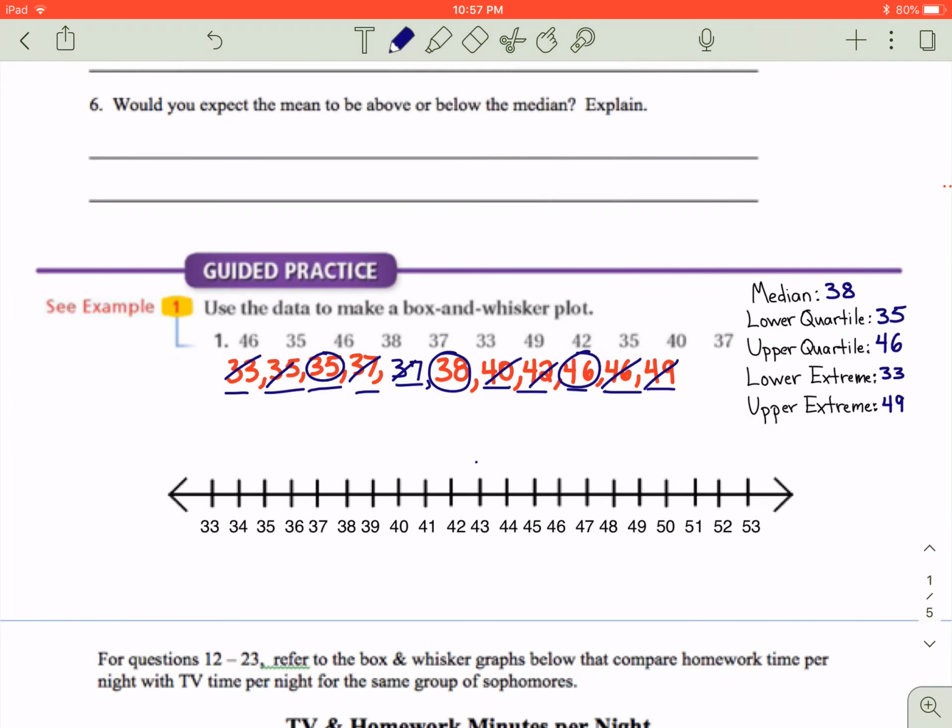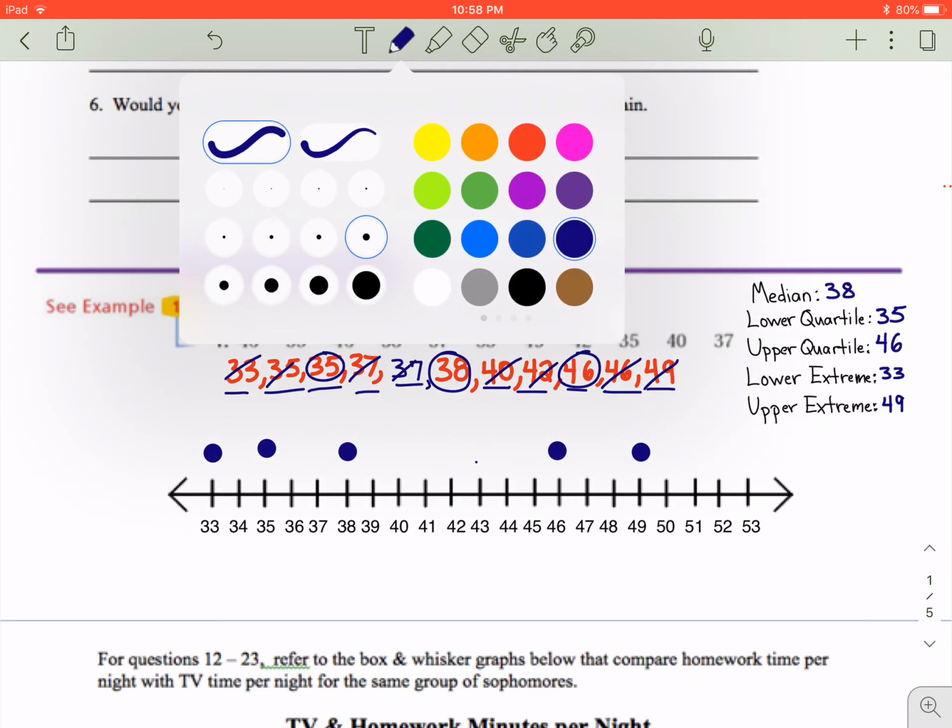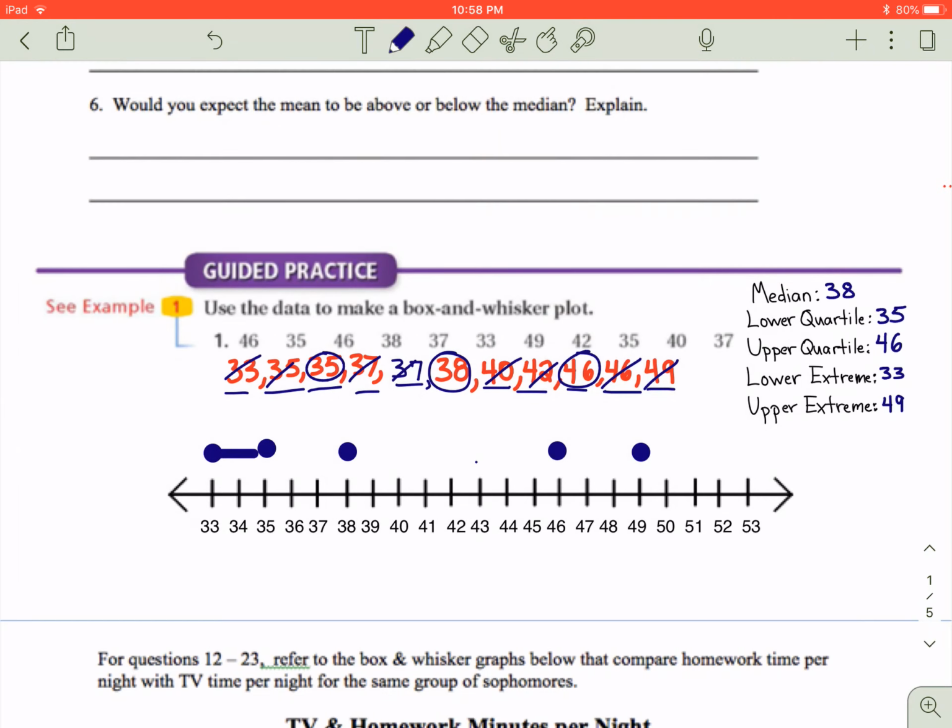So I need a point at 38, a point at 35, a point at 46, a point at 33, and a point at 49. And now remember, the outside dots will create your whiskers. So I have a whisker there, and make that a little bit thinner. I have a whisker there, and a whisker there.